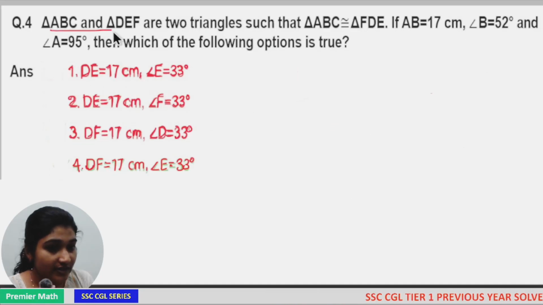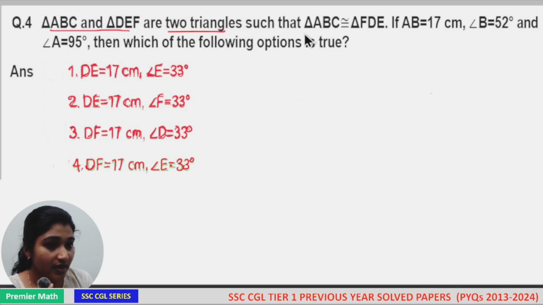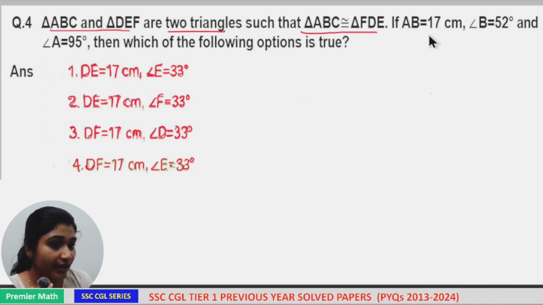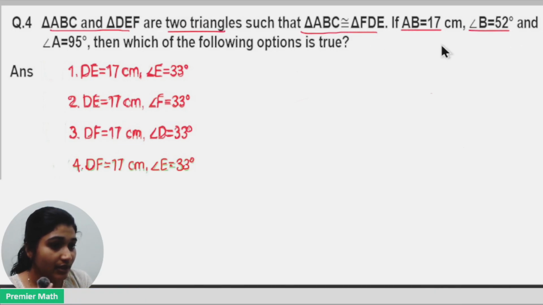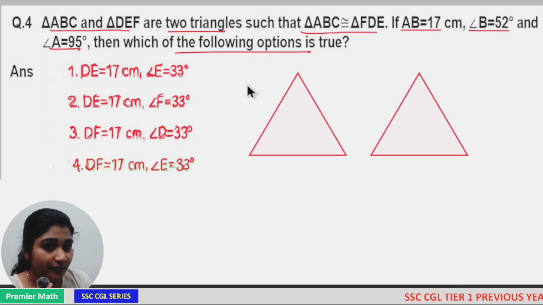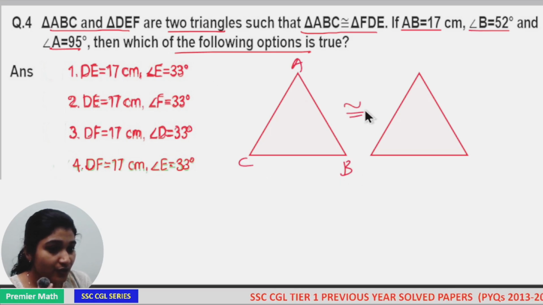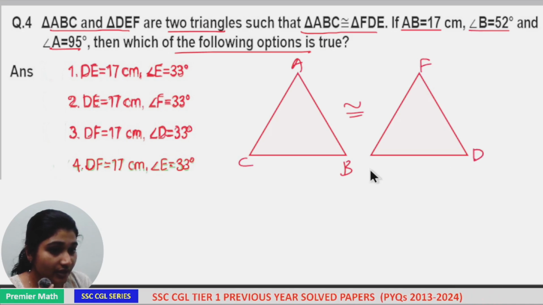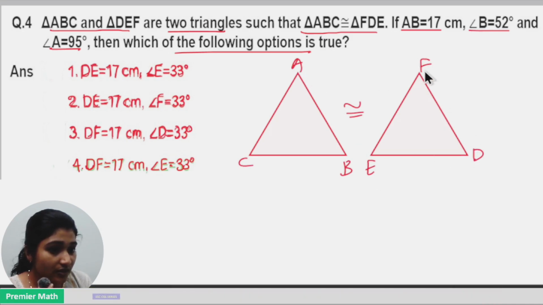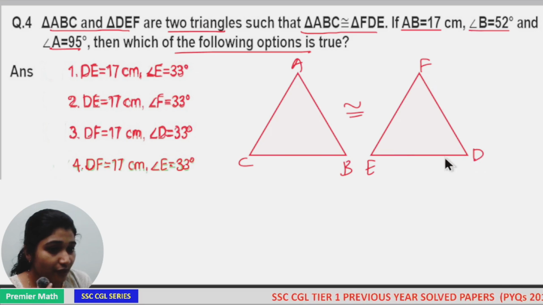Triangle ABC and triangle DEF are two triangles such that triangle ABC is congruent to triangle FDE. If AB is 17, B equal to 52 degree, A equal to 95 degree, then which of the following options is true? Here triangle ABC congruent to triangle FDE. Here letter representation is important. If this is A, this should be F. This is B, this should be D. This is C, this should be E. A, B, C, F, D, E.